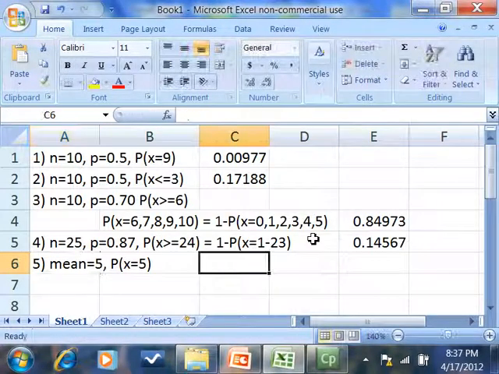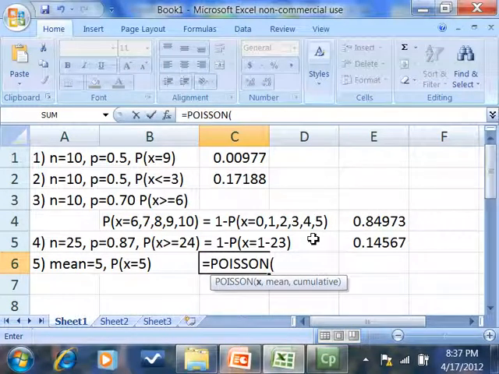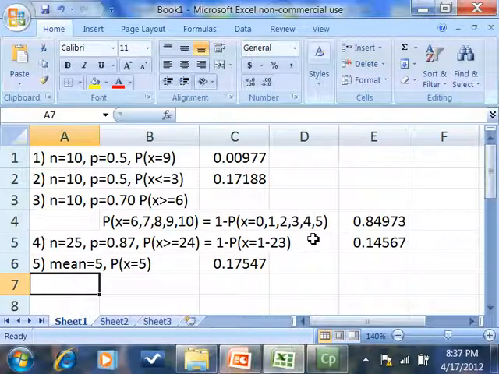So x equals 5. This will be equals Poisson, and then x would be 5. Our mean was 5 also. And then cumulative would be 0 since we're doing exactly a value.